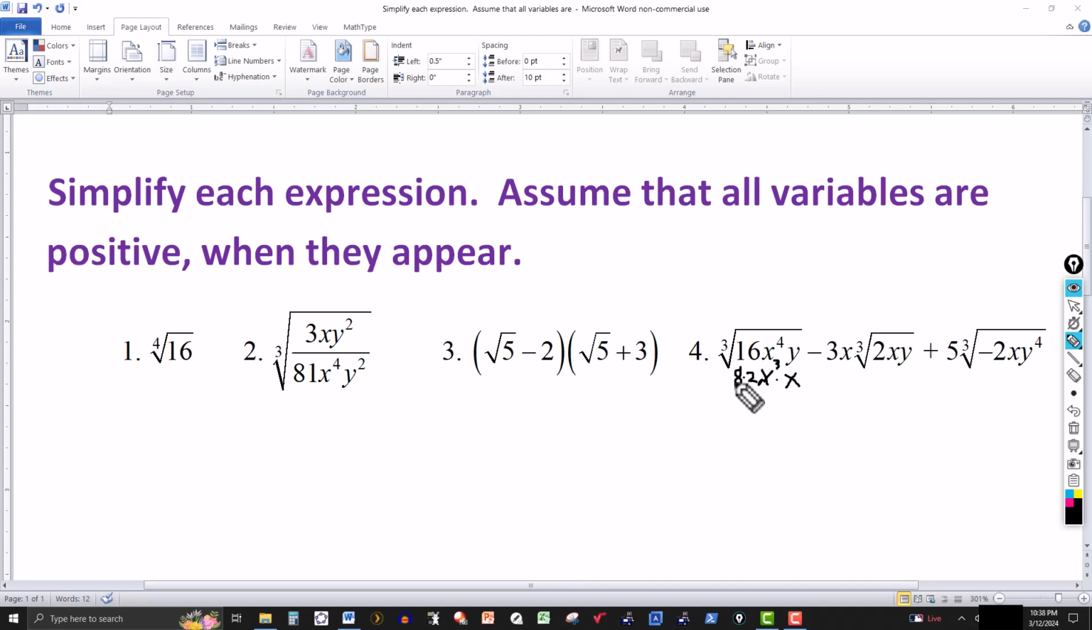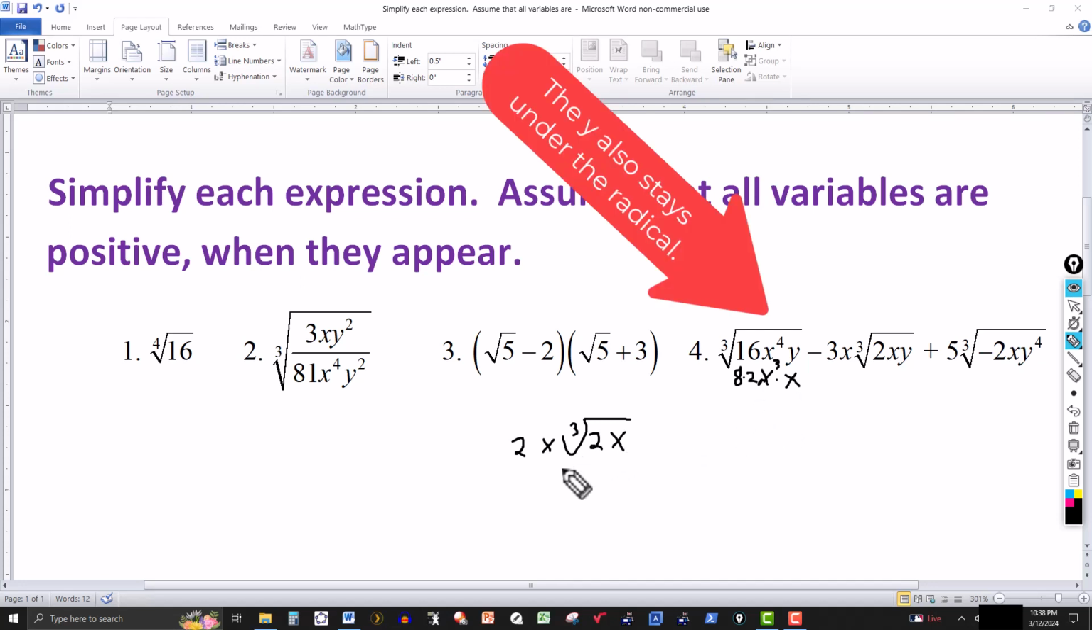So now let's see. 8 is a perfect cube. Let's take the cube root of 8. That comes outside. We get 2. And we got x to the 3rd. The cube root of x to the 3rd is x. So the 2x comes outside. And then anything else that's not a cube power, or doesn't have a cube root, stays. So the 2 will stay, and the x will stay. So that part is in simplified form.